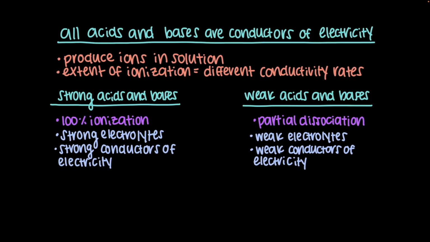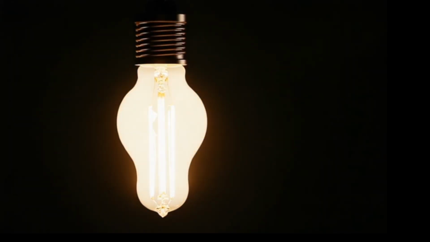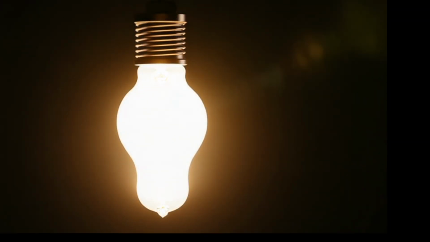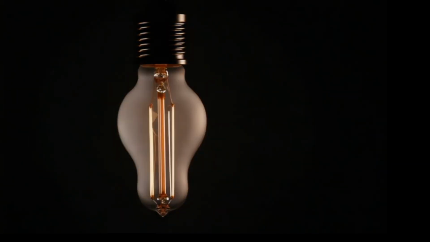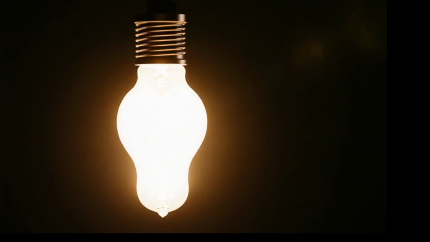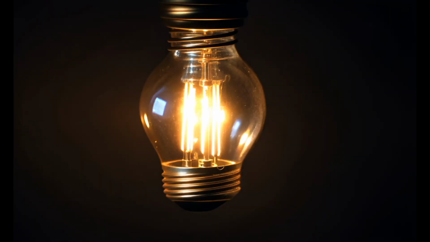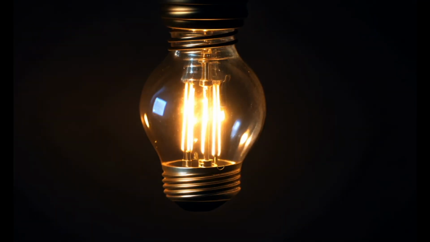The intensity of the light emitted during the conductivity test serves as an indicator of the extent of dissociation, with brighter light signifying a higher degree of ionization in strong acids and bases compared to the dimmer light produced by weak acids and bases. Strong acids and bases will produce a bright light due to complete dissociation of the reactants to make products. Weak acids and bases will produce a dim light due to only partial dissociation of the reactants to make products.